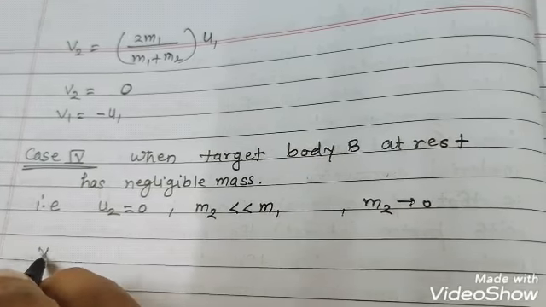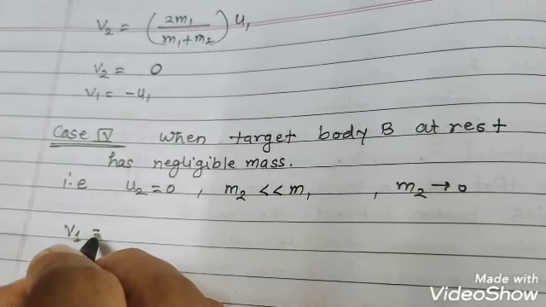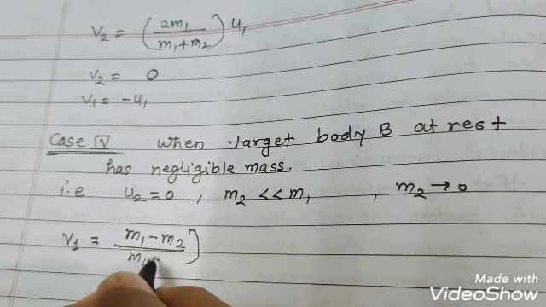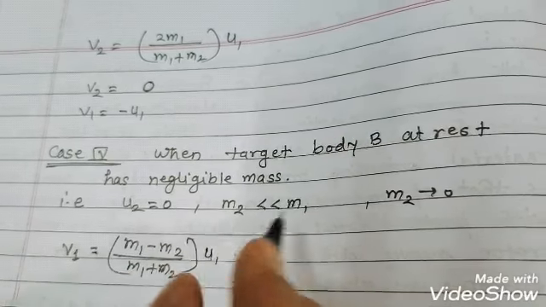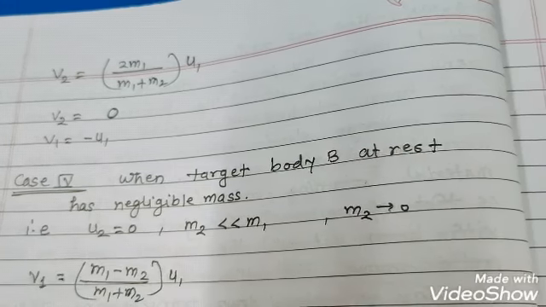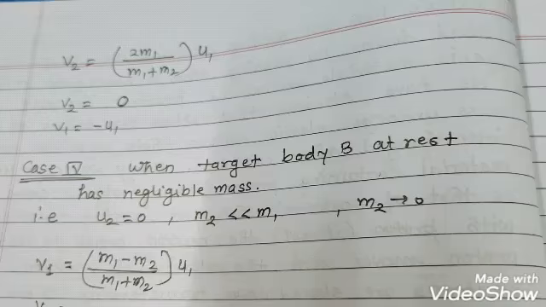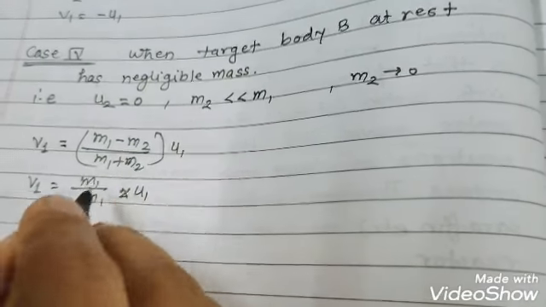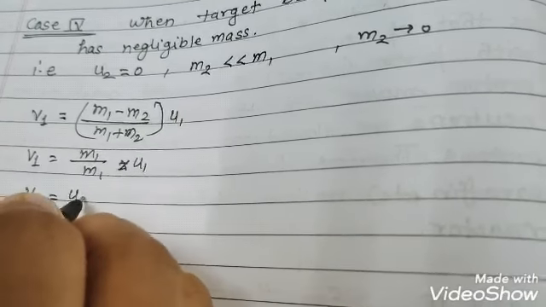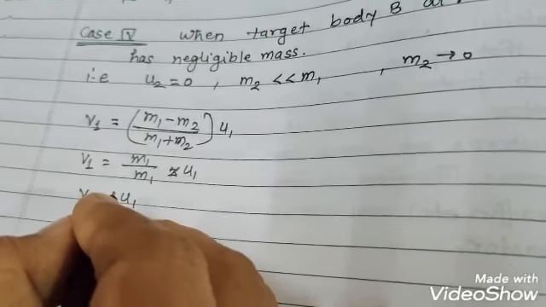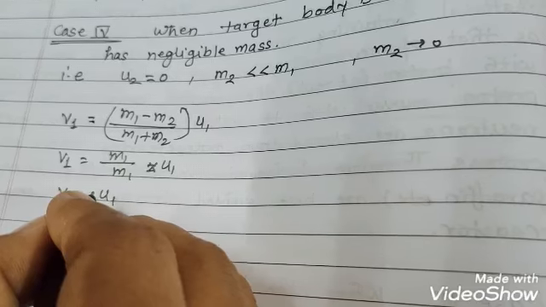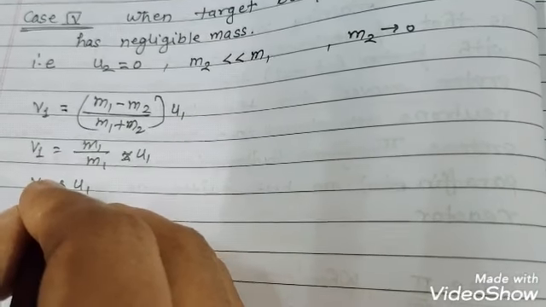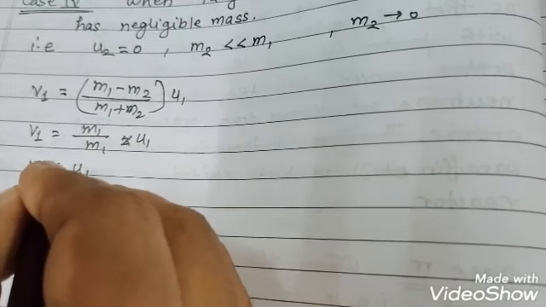So in that situation we have already derived the formula for the velocity of body A after collision. This is (m1 minus m2) upon (m1 plus m2) times u1. Here we are just neglecting m2, so v1 will become m1 upon m1 times u1, that means m1 would be cancelled and v1 will be equal to u1. That means the velocity of body A after collision will be the same as before collision, and it will continue its motion with the same velocity in the same direction.